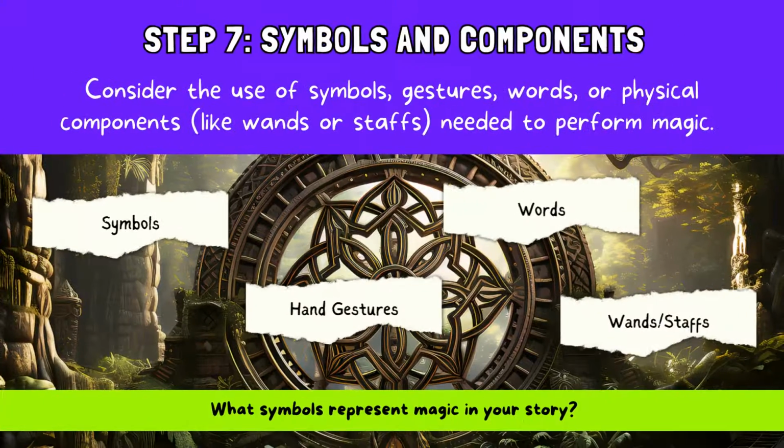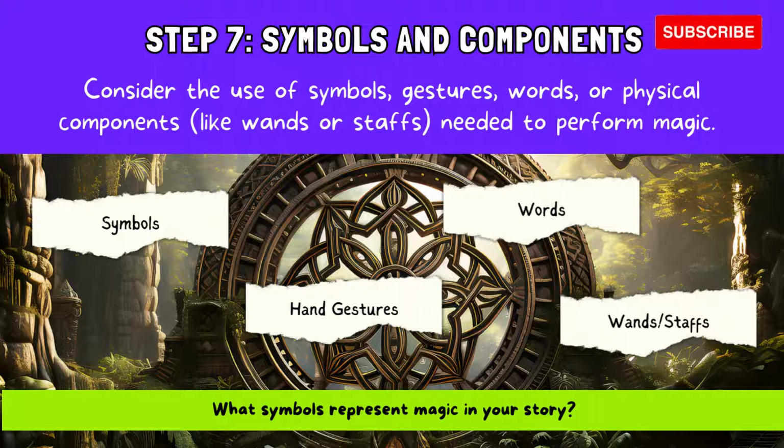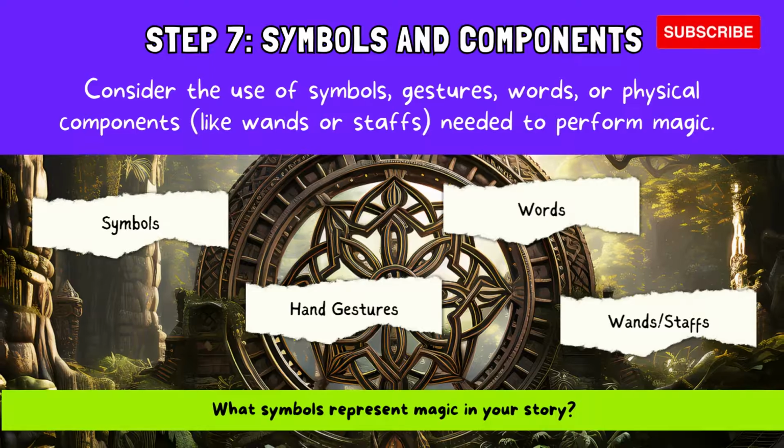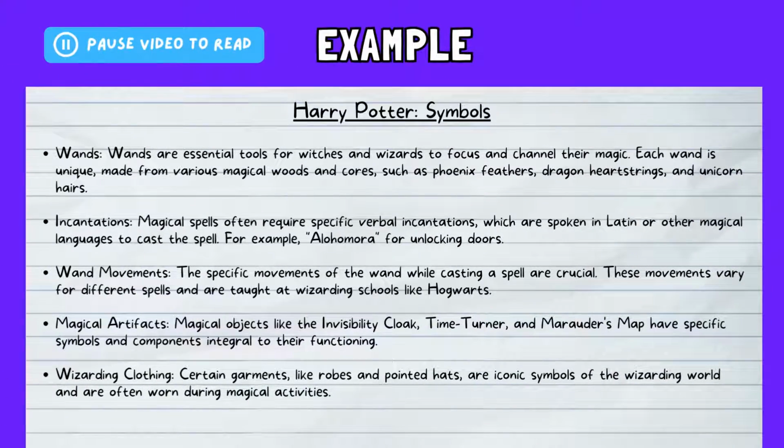Step 7. Consider the use of symbols, gestures, words, or physical components like wands or staffs needed to perform magic. These elements can add cultural richness to your system. In Harry Potter, symbols and components are vital to the magic system, adding depth and cultural richness to the wizarding world. Wands are essential tools for channeling magical abilities, while spells require precise incantations and wand movements. Magical creatures, artifacts, and symbols hold significant meaning in rituals and practices, enriching the magical dimension of the world.